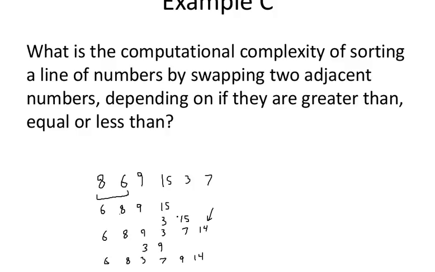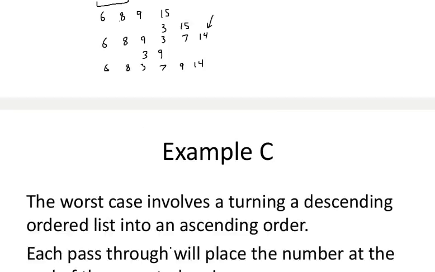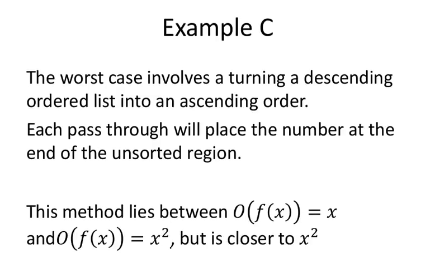So we went through all the numbers one time, so the complexity is going to be at least big O of x. But we went through it an additional x number of times, potentially, to bring our values into a sorted order. And so this actually lies between big O of x and big O of x squared. But it is closer to x squared, and so we consider that in the worst case.